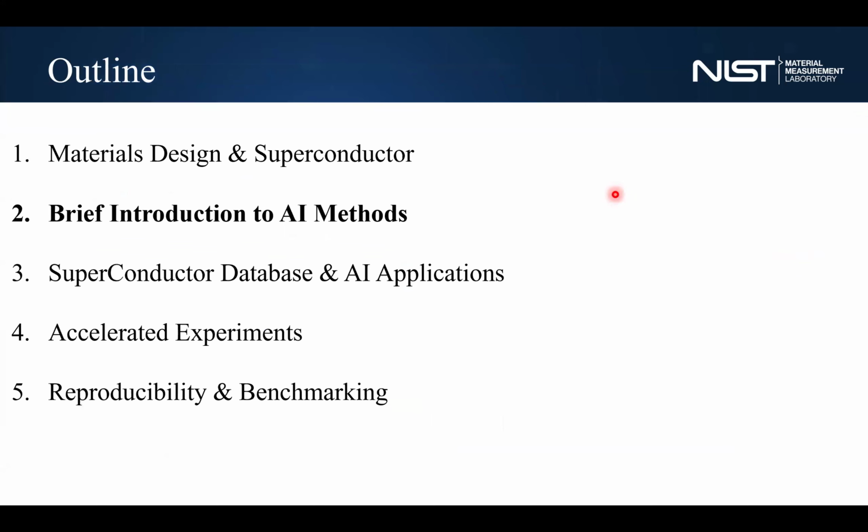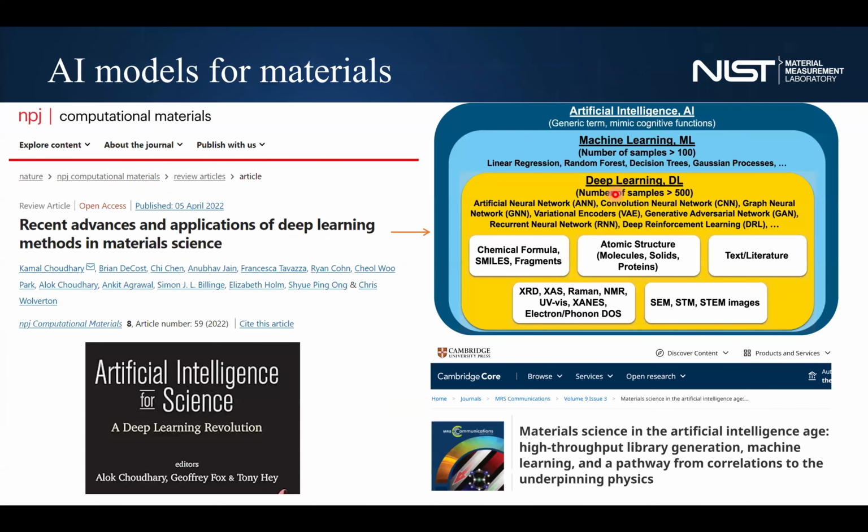Now we have to talk briefly about AI methods. If you are not super familiar with deep learning or machine learning in general, I strongly recommend this article we wrote called Recent Advances in Applications of Deep Learning Methods in Materials Science. It talks about 5 domains of applications of machine learning for materials: chemical formula, atomic structure, text, spectra or pattern, and images. For each of the 5 domains it gives you details. We have also collaborated and contributed to a book called AI for Science, a deep learning revolution, which covers more than just materials science, and a few other review articles.